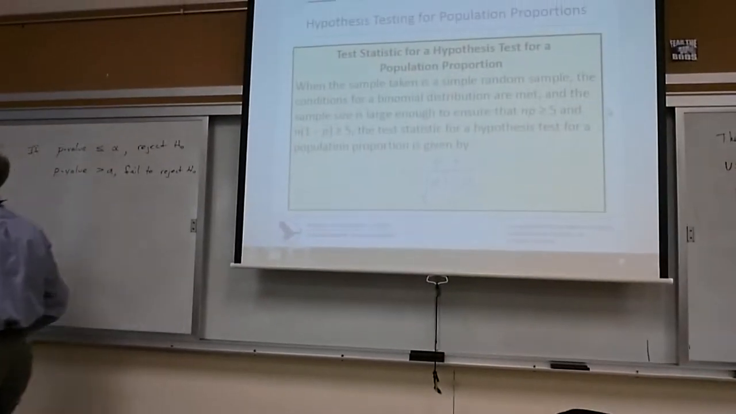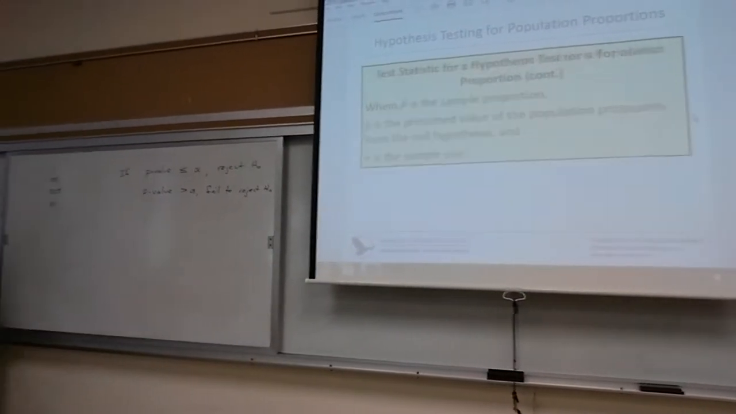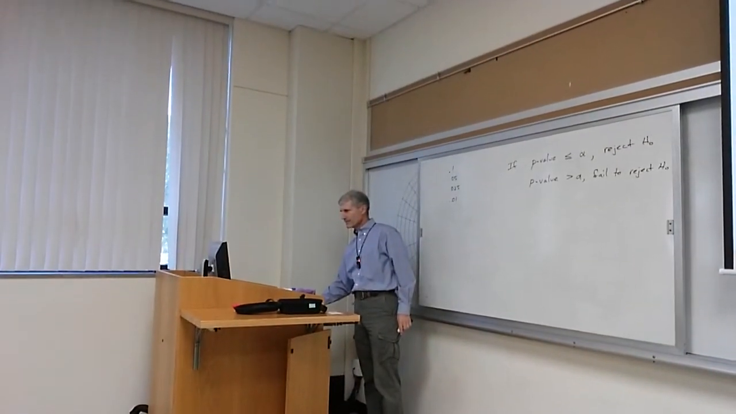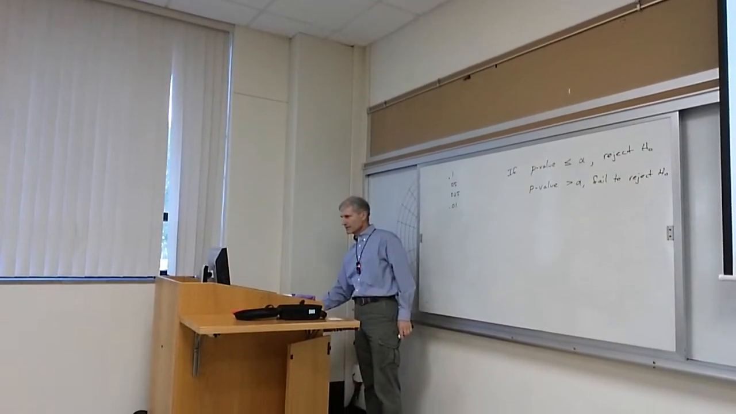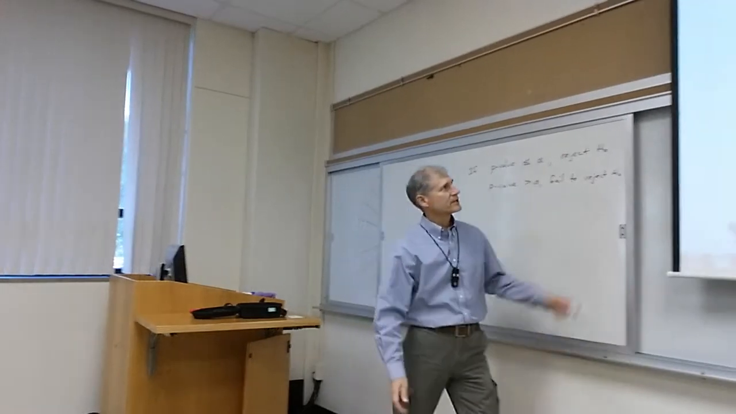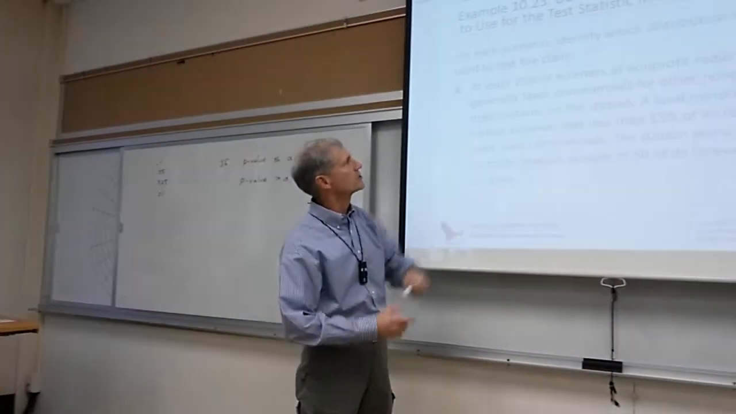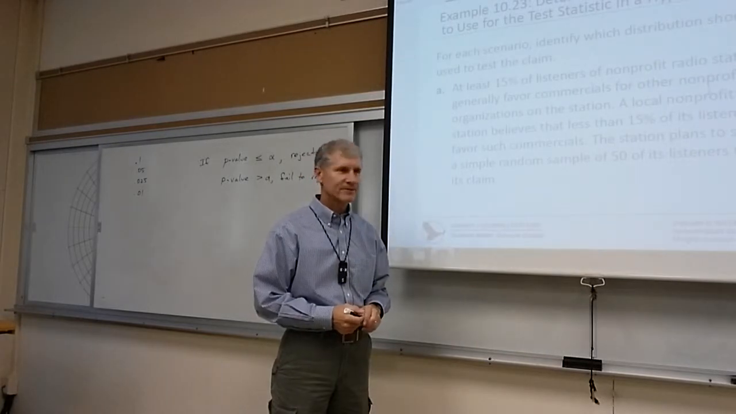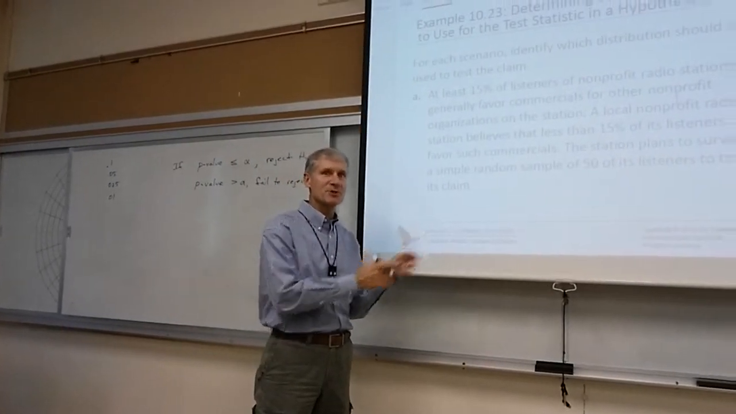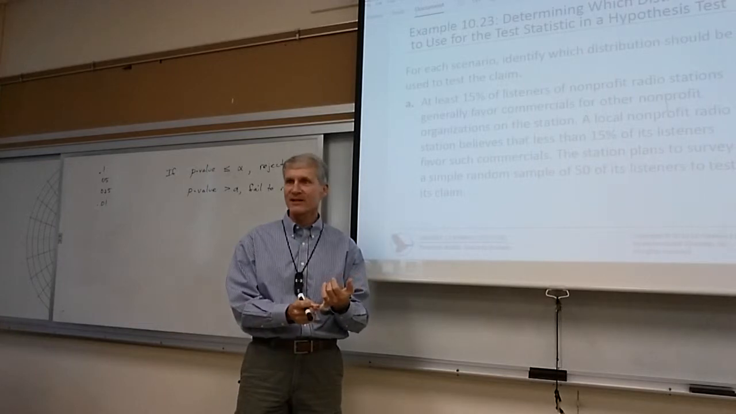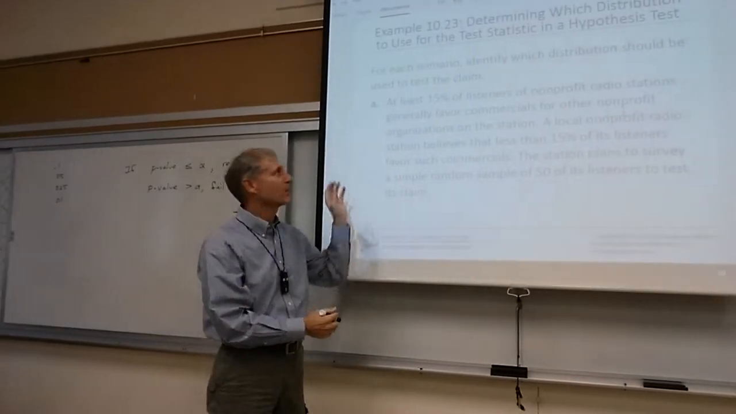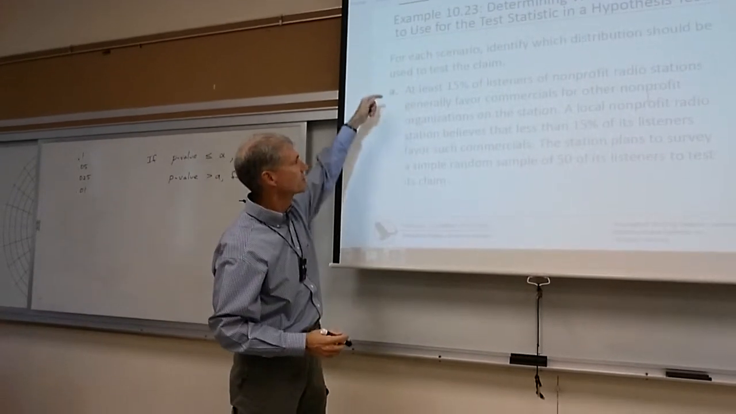So we know all that. Here it says, for each scenario, identify which distribution should be used to test the claim. Well, instead of distribution, I say 1 prop z test. So here it is, can we use 1 prop z test? I want to reword that first sentence, but there's going to be 3 of these.